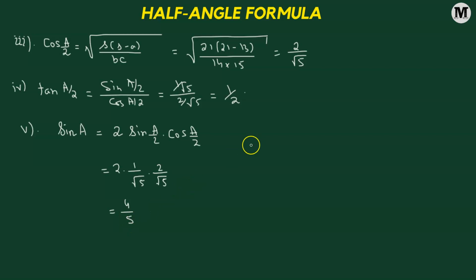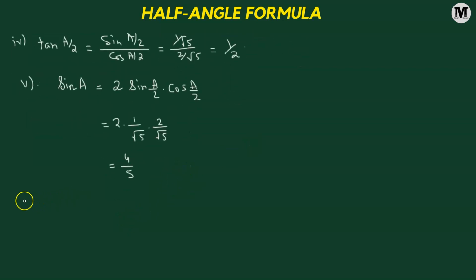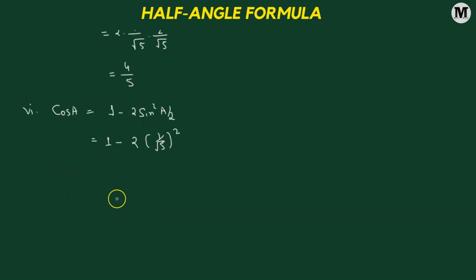Okay, let's find out the value of the sixth one. We need to find out the value of cosine of angle A. Cosine of angle A is simply 1 minus 2 times sine squared A over 2. We have 1 minus 2 times, sine A over 2 being 1 over square root of 5. We square this value and simplify. This gives us 1 minus 2 over 5, which is simply 3 over 5. So this is going to be the value of cosine of angle A.